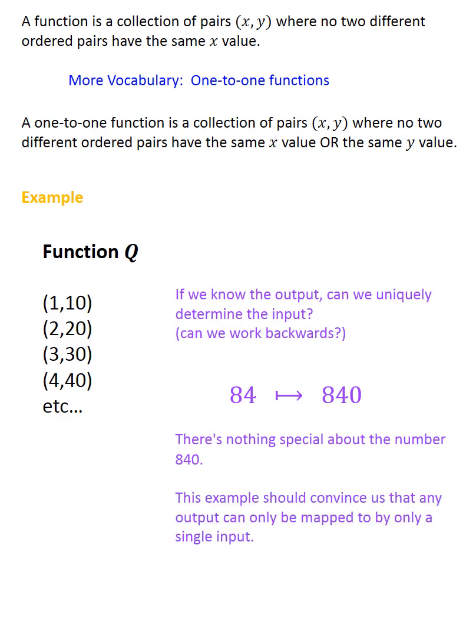And this one example should convince us that any output can be mapped onto by only a single input. Another completely different but equivalent way to state this is that there are no repeated y values in the function q. Regardless of which way you look at it, the final conclusion here: q is in fact a one-to-one function.